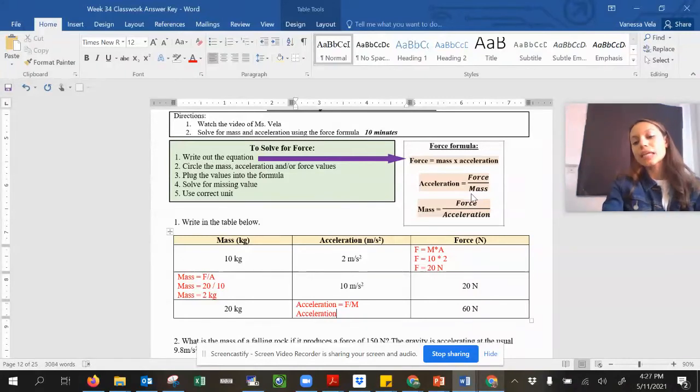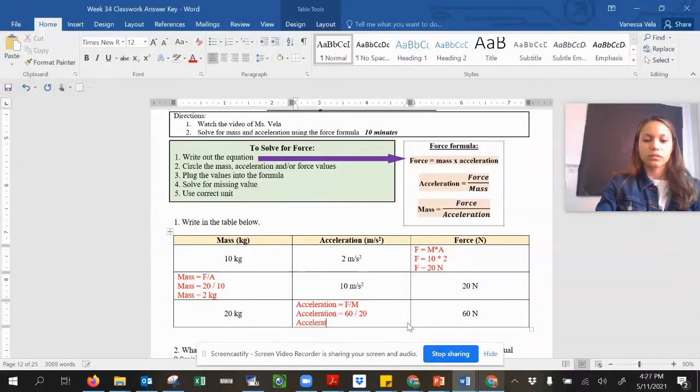For this table, you don't need to circle the values because it just gives you 2 values, so it's really easy. But for the word problems, you do. So force, which is 60 newtons, divided by the mass, which is 20 here. So 60 divided by 20, 2, 4, 6, it is 3. 3 what? I hope you all said it. 3 meters per second. Per second squared.